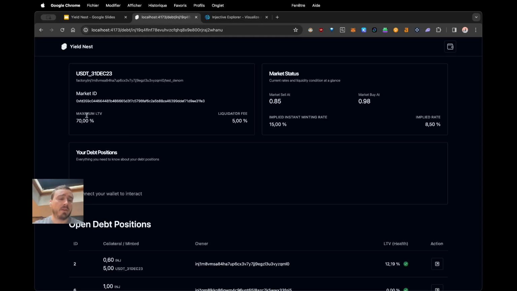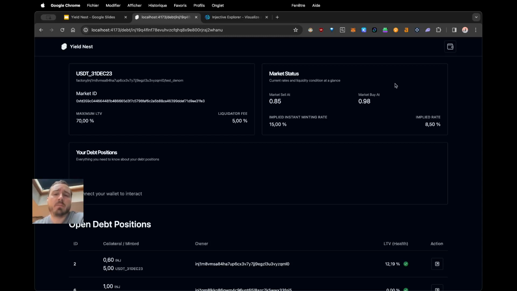So the maximum LTV, LTV is the loan to value for a loan position. The maximum on here is 70%. That means that your loan value cannot exceed 70% of your collateral value, or you'll be at risk of being liquidated. We also have a liquidator fee. If you get liquidated, that is 5%.